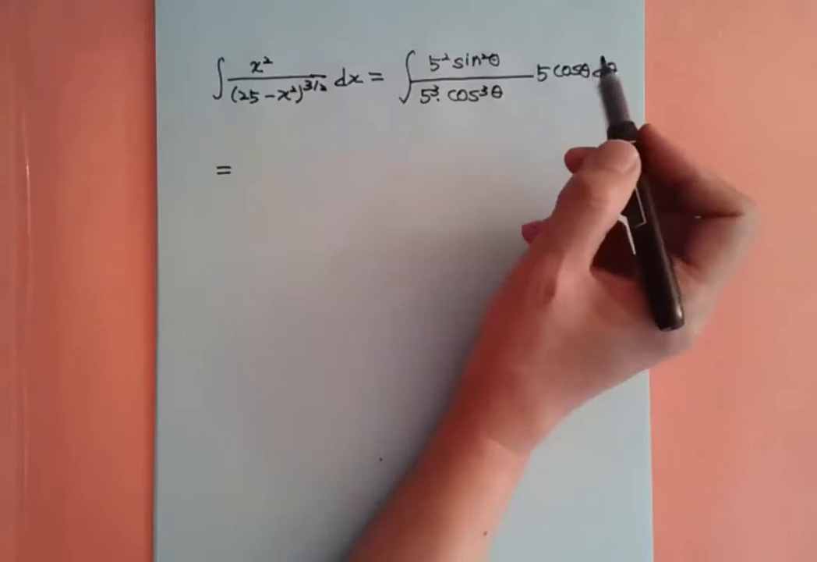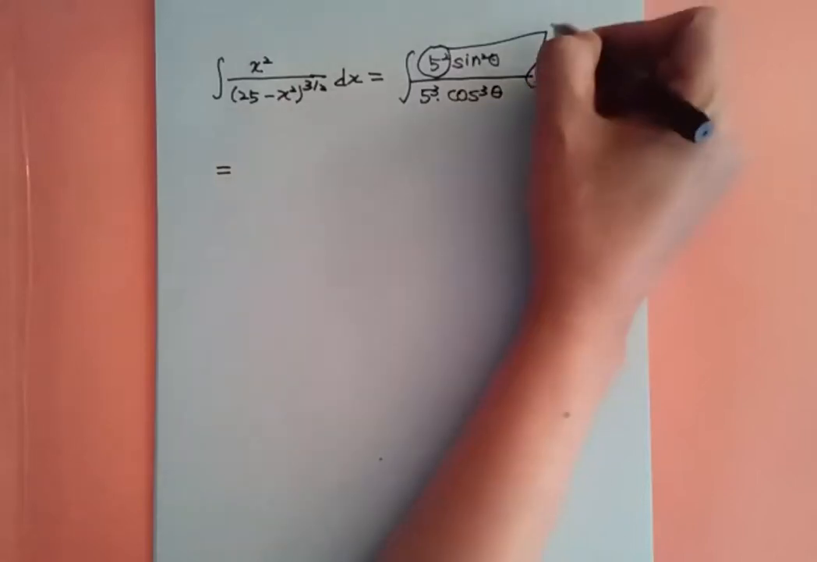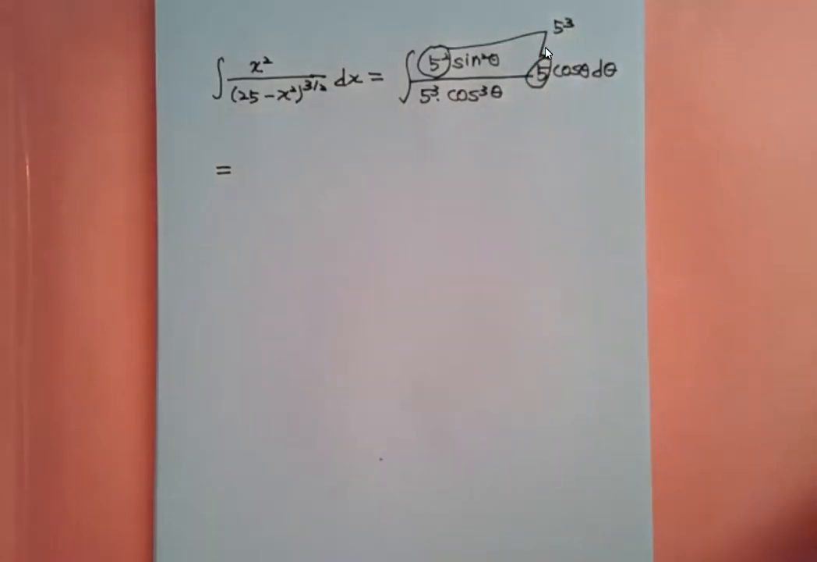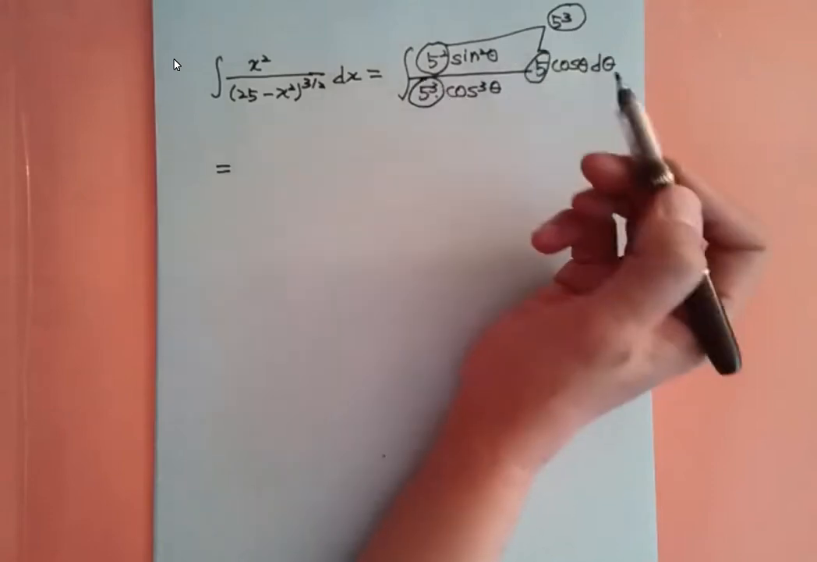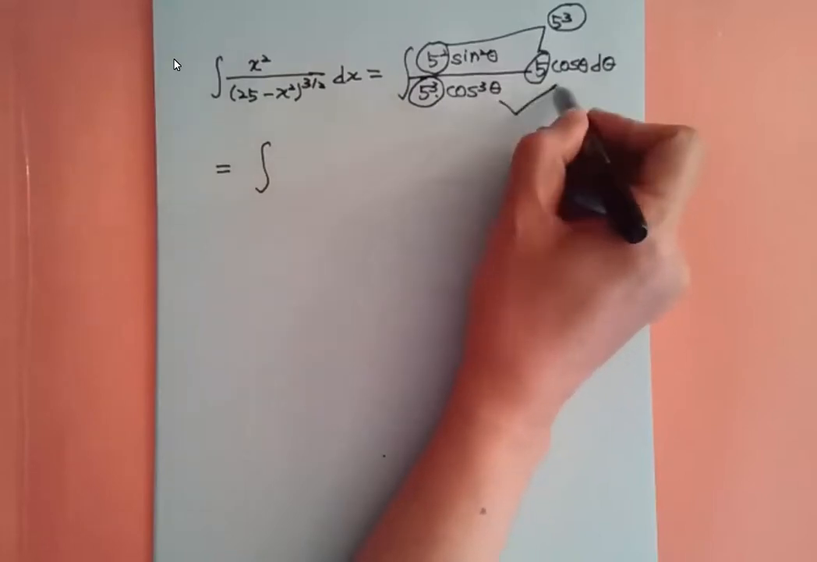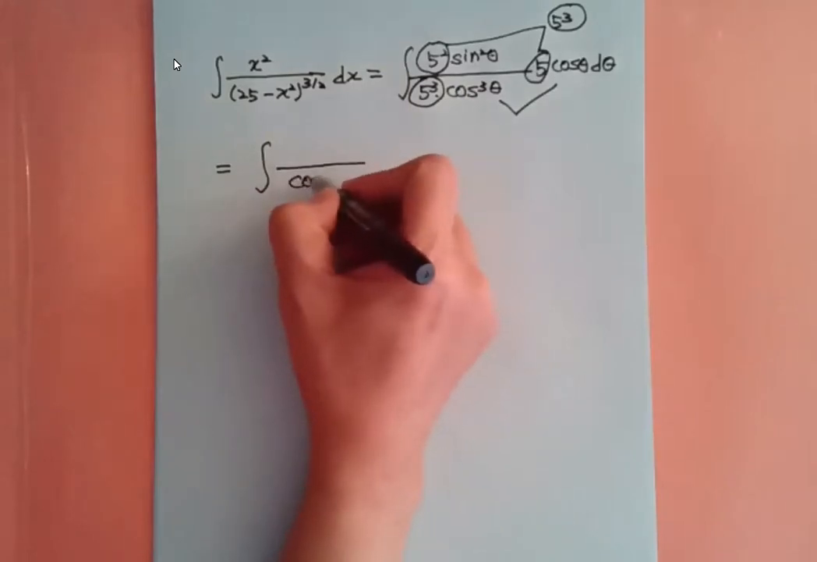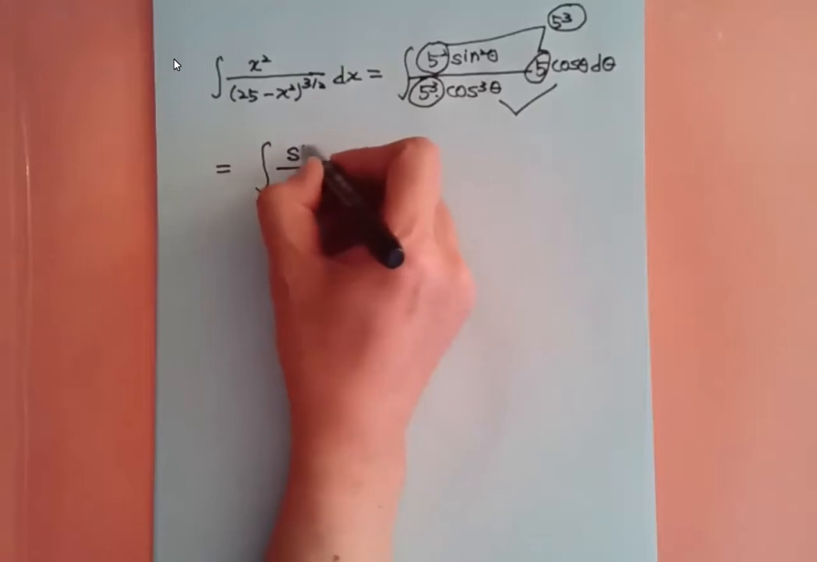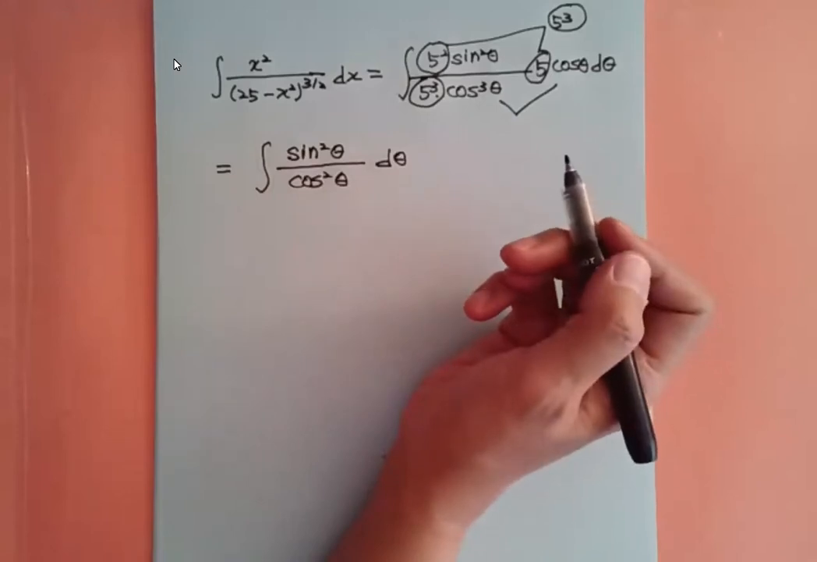So if you multiply these two, we get 5 cubed, right? So this 5 cubed and this 5 cubed will cancel each other. And then when these two are combined, this is in the denominator. So the denominator becomes cosine squared of theta. The numerator is sine squared of theta, and then d theta.